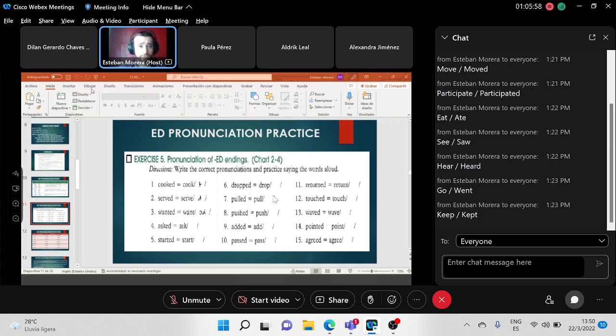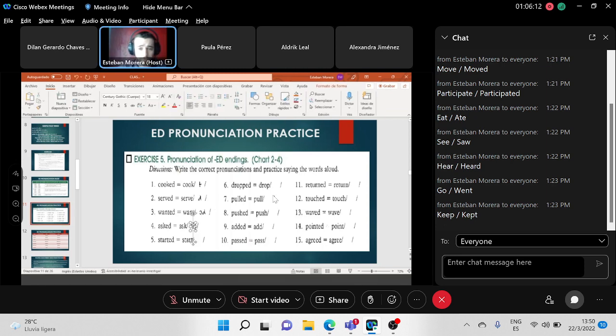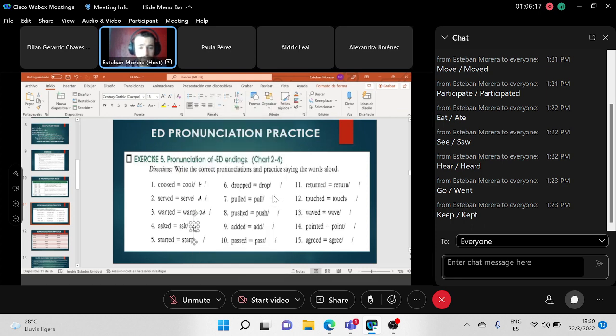Okay, well, we have here, guys, verbs. They are written in the past, right? Basically, we have to write the pronunciation of the ending. So, for example, in number one, cooked, the pronunciation of the ending is t, right?